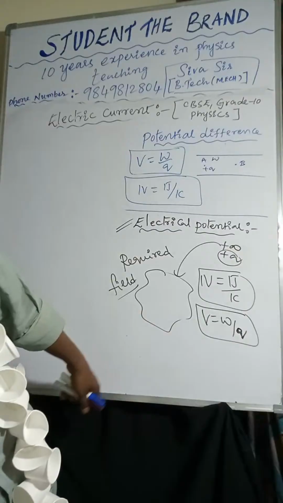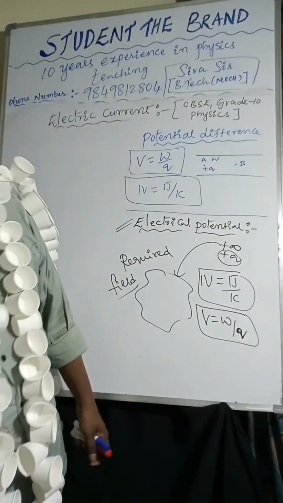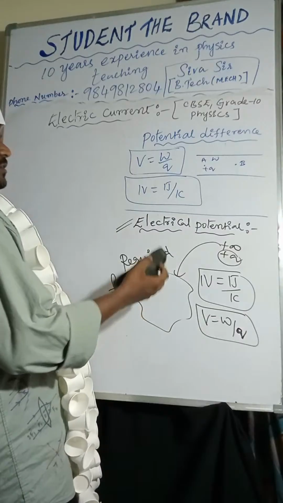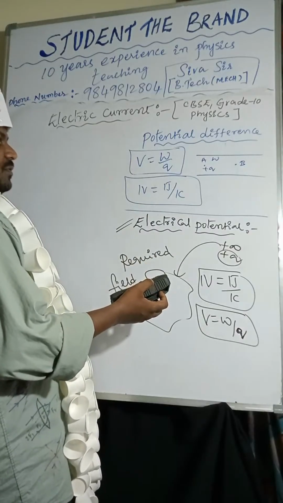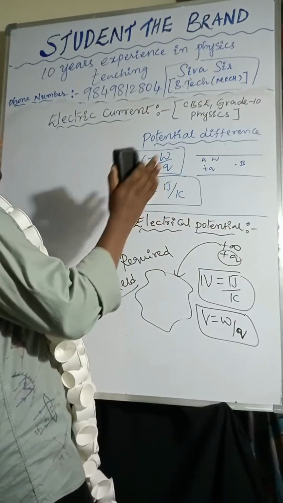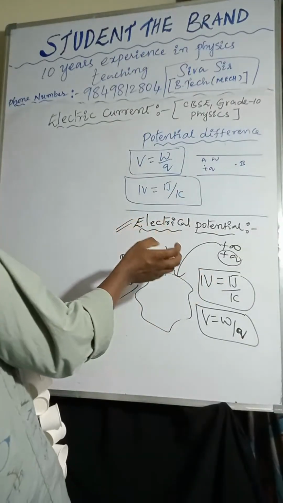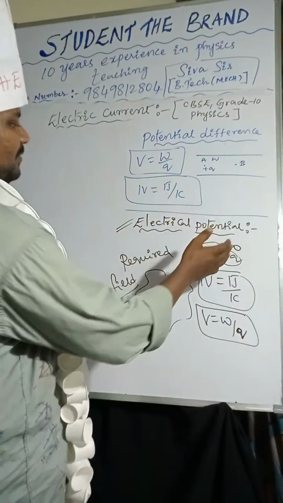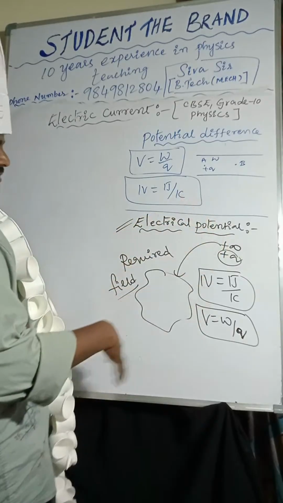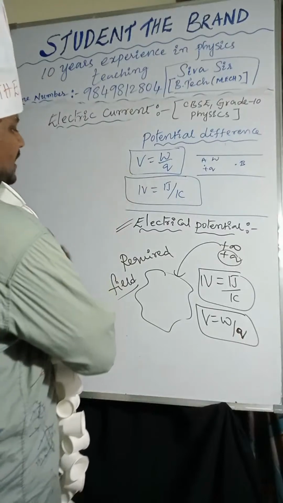Electrical potential. Work done to bring unit positive charge from one point to another point within the conductor is called potential difference. Work done to bring unit positive charge from infinity to the required field is called electrical potential. So I hope it is clear between potential difference and electrical potential.